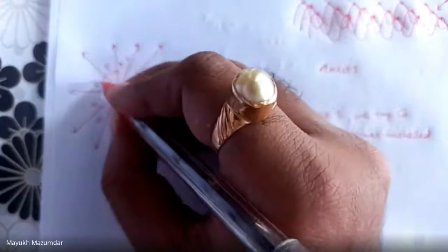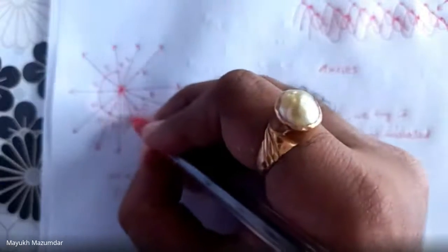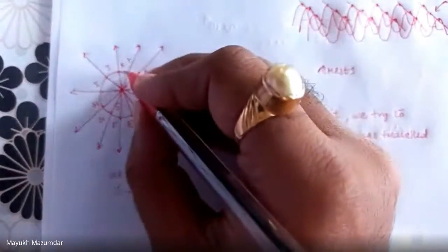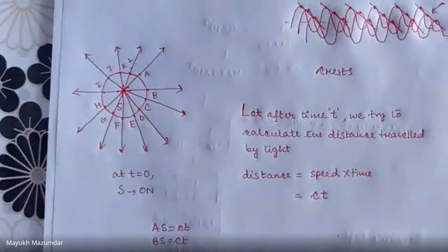So what is the locus of these points? Can you tell me what is the locus? If I join all the points, what is the locus?